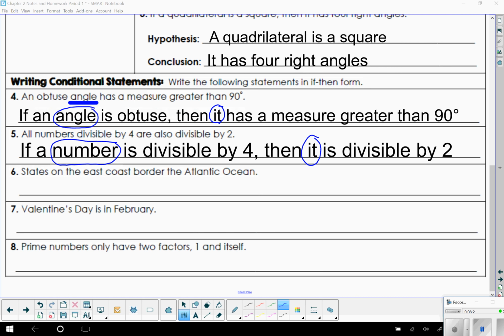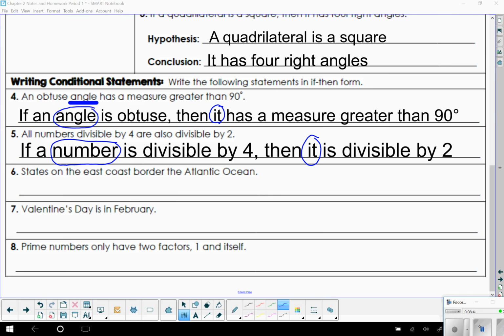So I wanted to point out something here. All numbers divisible by 4 are also divisible by 2. You need to make sure you remember that you take the bigger of the two. So looking at number 4, obtuse is a bigger idea than being greater than 90. You have to describe the object just so you can use the word it.